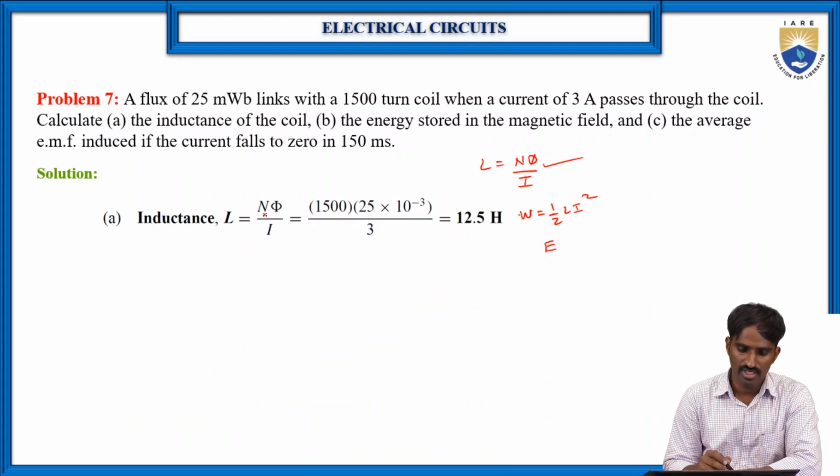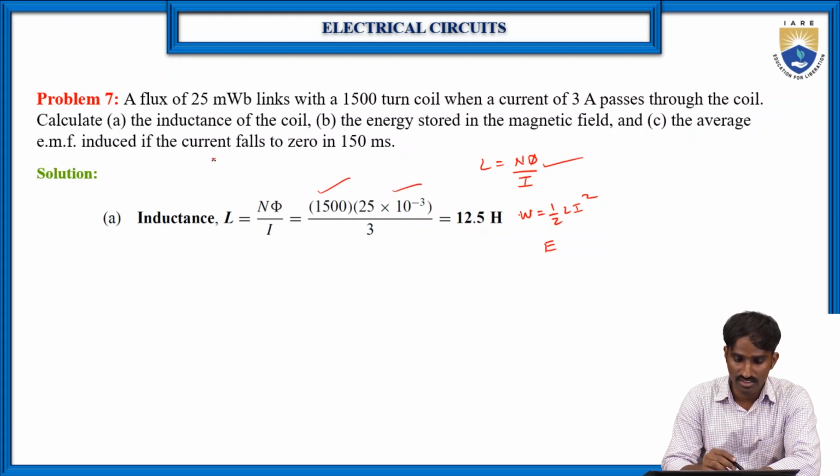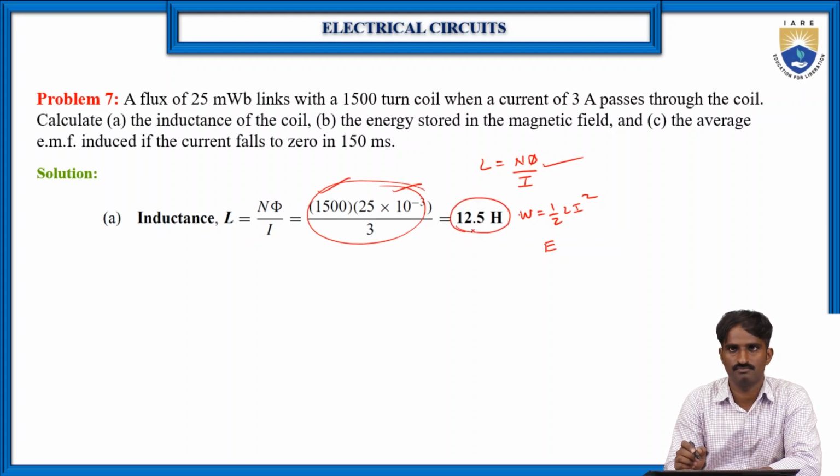So L is equal to N into phi by I. Substitute the N value, N is equal to 1500 turns, and phi is equal to 25 into 10 to the power of minus 3, because they have given 25 milliwebers, so we need to convert into webers, and I is equal to 3 amperes. Then by simplifying this equation, you will get the inductance L is equal to 12.5 Henries.